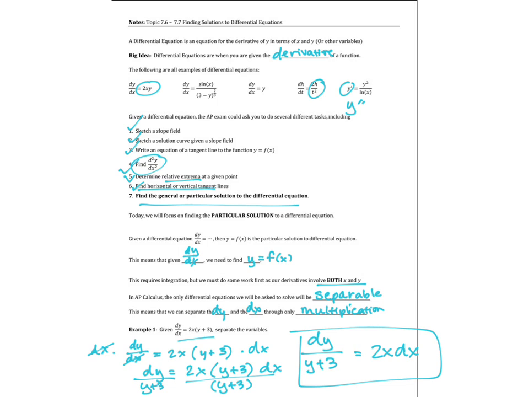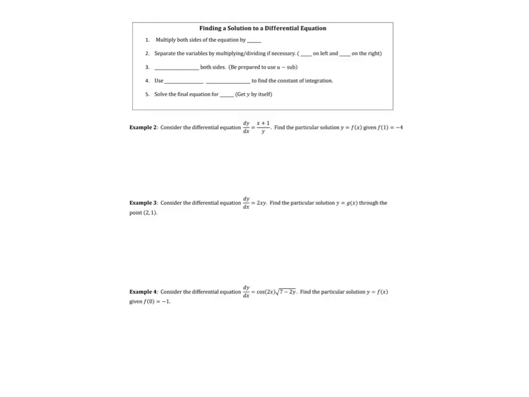That's the separating the variables piece. Separate the variables, right? Now, how do I use that to find a solution? So what we have is something dy equals something else dx, and we want to solve for y. We have a dx and a dy. How do we solve for y?